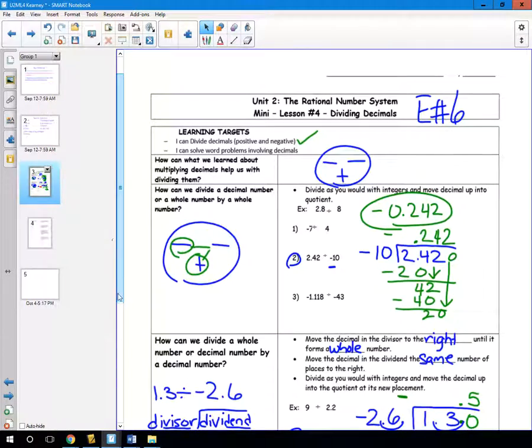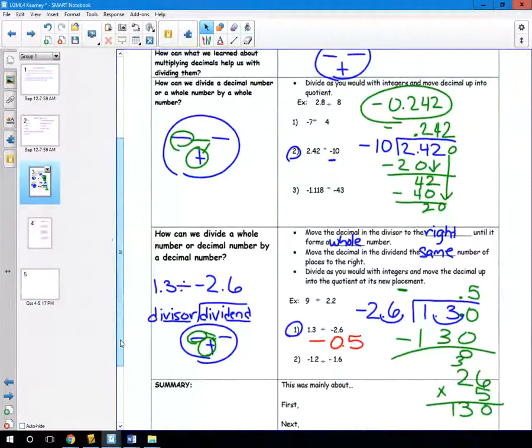Let's review our steps. First, you move the decimal in the divisor to the right until it forms a whole number. Then you move the decimal in the dividend the same number of places to the right. And then you just simply divide as you would with integers. Make sure that you're using integer man to know if your answer is going to be positive or negative. And you got it.